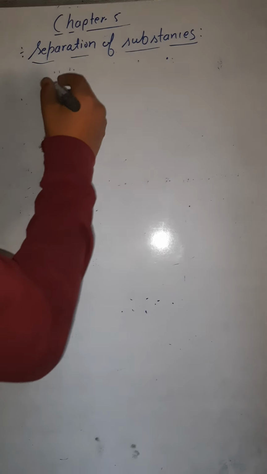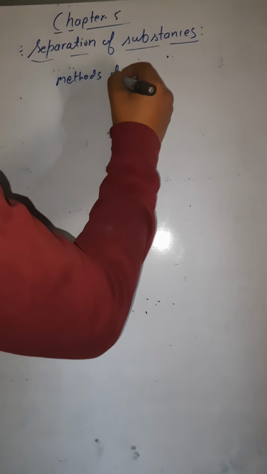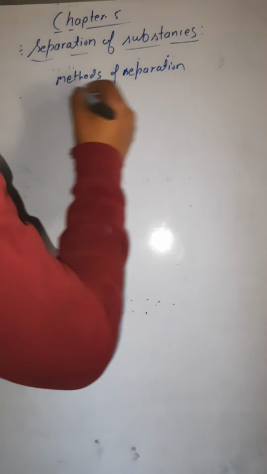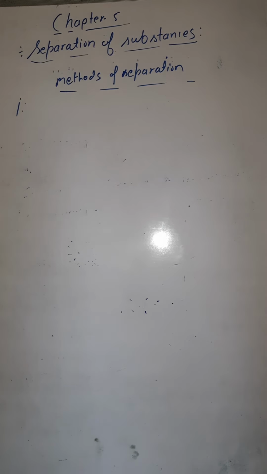If you have gone through that video of chapter number 2, components of food, there we have already discussed the different methods of separation. There were four primary methods of separation that we have discussed already. Okay, so let's study them again. So write the heading there: methods of separation. If you see, there are basically four primary methods of separation.